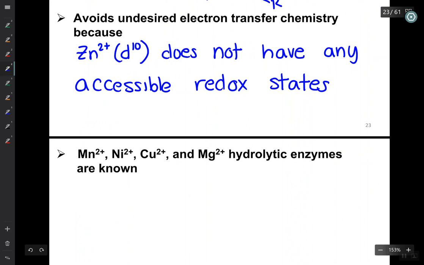However, this is not always true. There are some hydrolytic enzymes that utilize other metals that can be redox active. Manganese, nickel, and copper can cycle between these 2+ oxidation states, or they can be reduced or oxidized. Magnesium 2+ usually stays as magnesium 2+, also a closed shell ion, but there are many different examples of hydrolytic enzymes using the Lewis acidic properties of these metal ions.